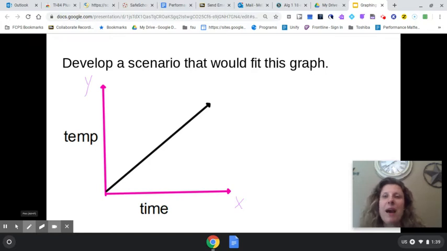So if we think about what that could be, it could be you just turned on the oven and you're waiting for that oven to heat up. So as the time increases, the temperature of the oven is increasing. It could mean the temperature outside. So if we get up in the morning, as time increases, the sun comes out, the temperature also increases.